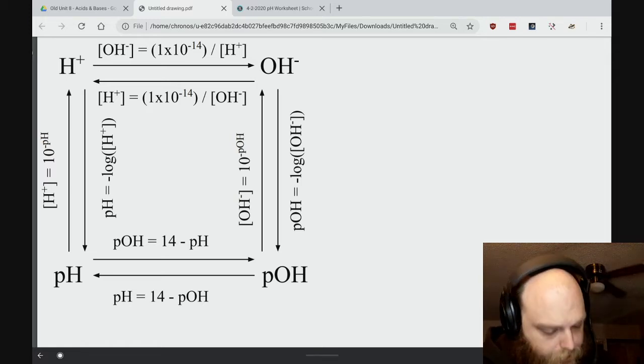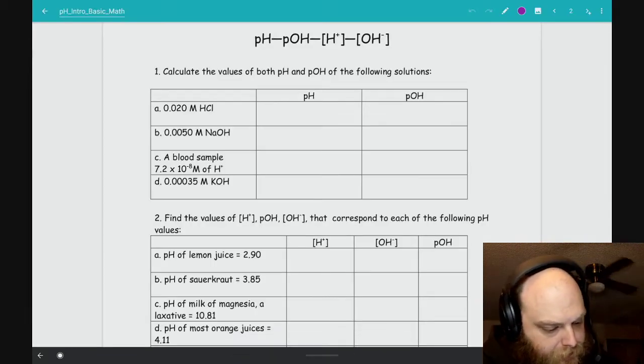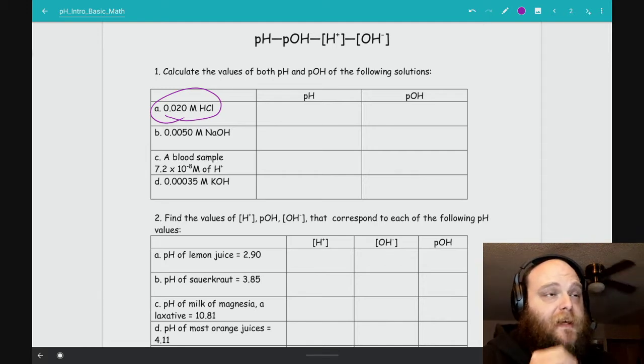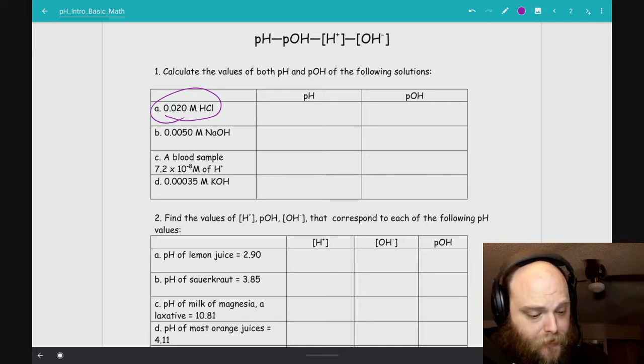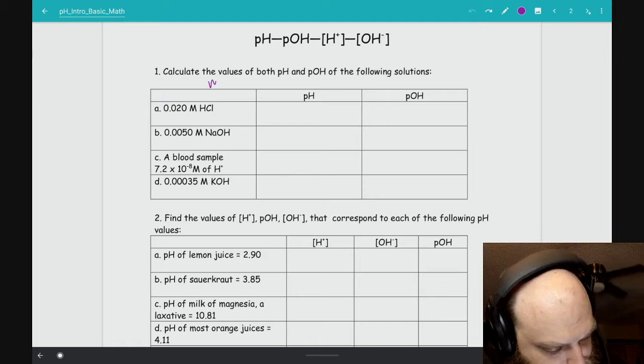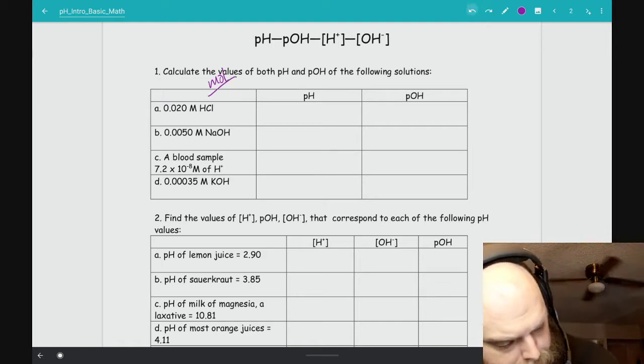Okay, so what are we given here? We're given an H plus ion concentration. How do we know it's an H plus ion concentration? Because HCl is an acid. And how do we know it's a concentration? It's written in molarity, which is moles per liter. Remember that. Moles per liter.